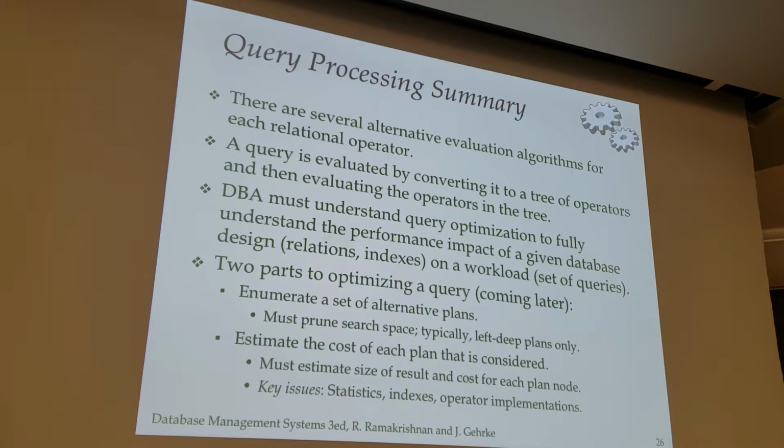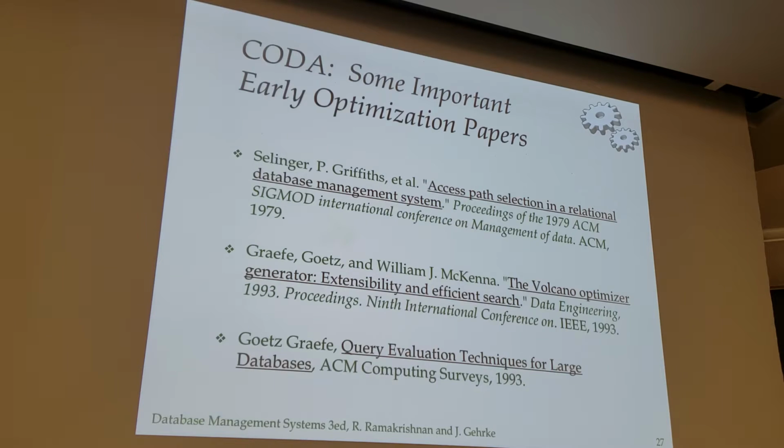Anyway, there are two parts to optimizing a query. Besides transformation, you have to look at the set of alternative plans and do some heuristic pruning of the space because it's too huge. Estimate the cost of each plan that you're considering, including the size as well as the cost, because the size of part of the plan goes into the cost of the next part of the plan. Key things involve the statistics, the different indexes that exist, the order in which you access the tables, and all the different optimized operators that you have and how they can end up being implemented, because there are lots of different ways.